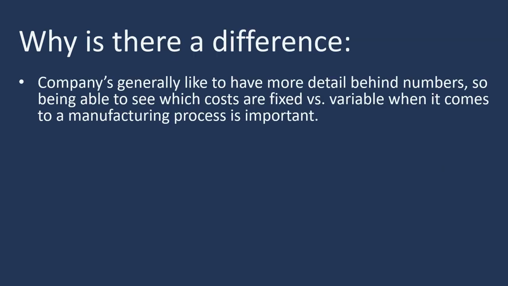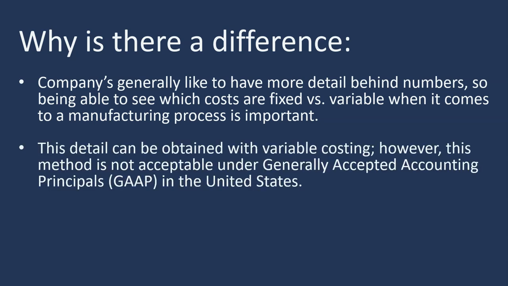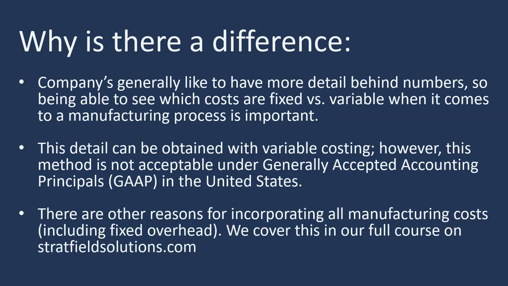Well, companies generally like to have more detail behind numbers. So being able to see which costs are fixed versus variable, especially when it comes to a manufacturing overhead type of process, is important. However, the problem is the detail can be obtained with variable costing, but the method is not acceptable under the generally accepted accounting principles in the United States. There's other reasons as well for incorporating all of the manufacturing cost, including that fixed overhead.